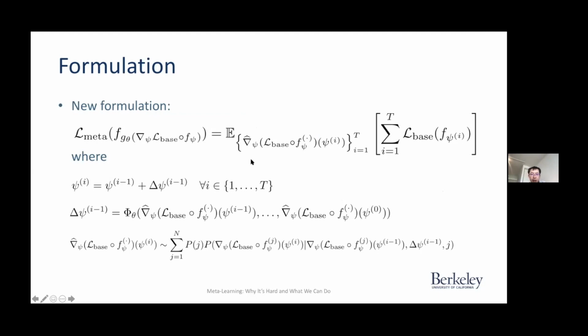Now the expectation is going to be taken over all the different samples we can possibly have, so over all time steps. That is essentially what we'd like to solve. We'd like to solve for the theta that minimizes this objective. Any questions?